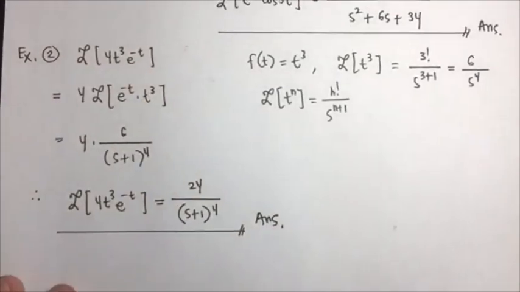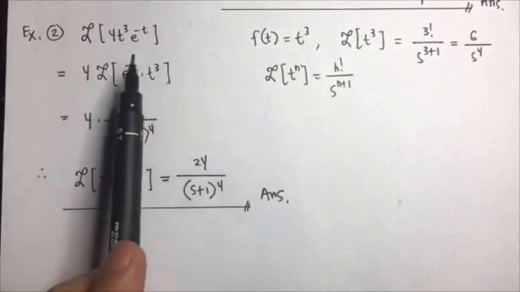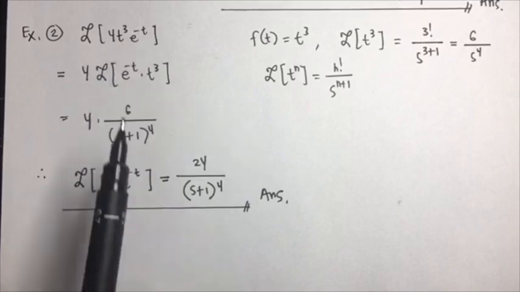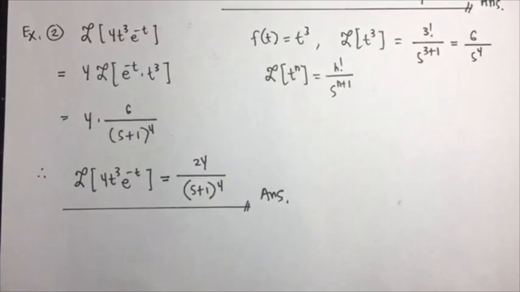Okay, so it's that simple. So all we need to do is get the Laplace transform of f of t and then replace s with s minus a.